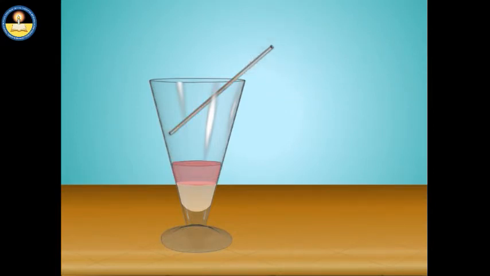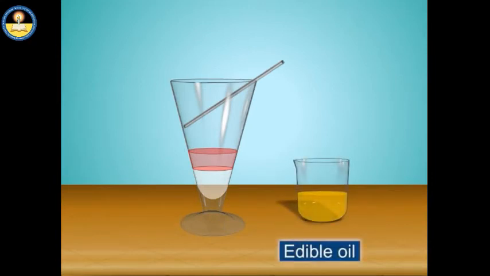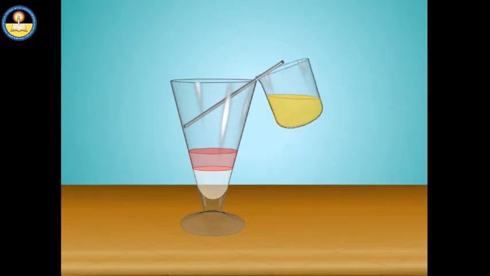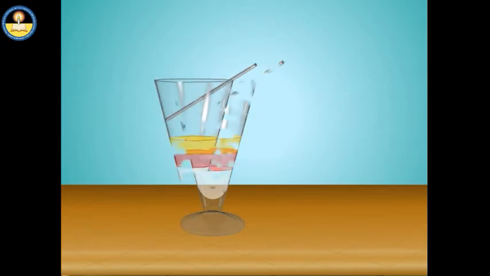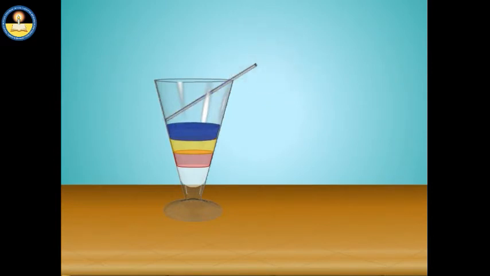Notice two distinct layers of the two liquids. Glycerine is heavier than water and thus remains settled at the bottom. To your interest, we can slowly add another liquid of a still smaller density, say edible oil, to the container. This also forms a distinct and separate third layer. Let's pour some spirit gently over the liquids in the container, which forms the uppermost layer.